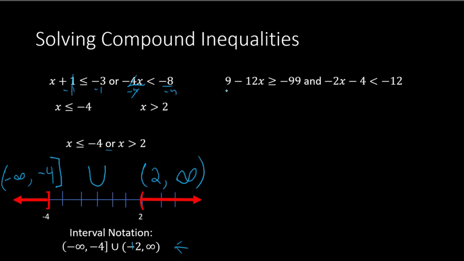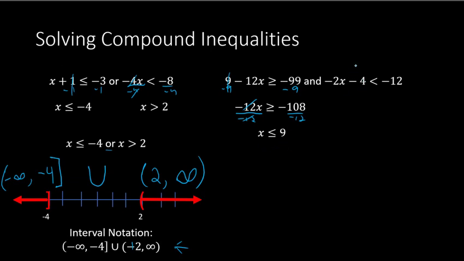So the first inequality, we can begin by subtracting 9 from both sides. When you do that, we have negative 12x is greater than or equal to negative 108. Solve for x by dividing both sides by negative 12. Now we have x on the left, and then we have positive 9 on the right. And because we divided by a negative number, we switch the inequality from a greater than to a less than. So your answer for this part is x is less than or equal to 9.